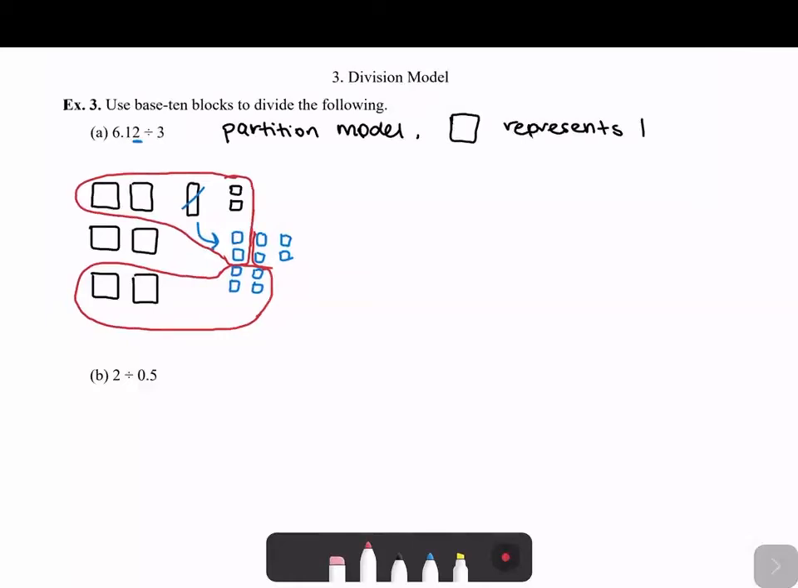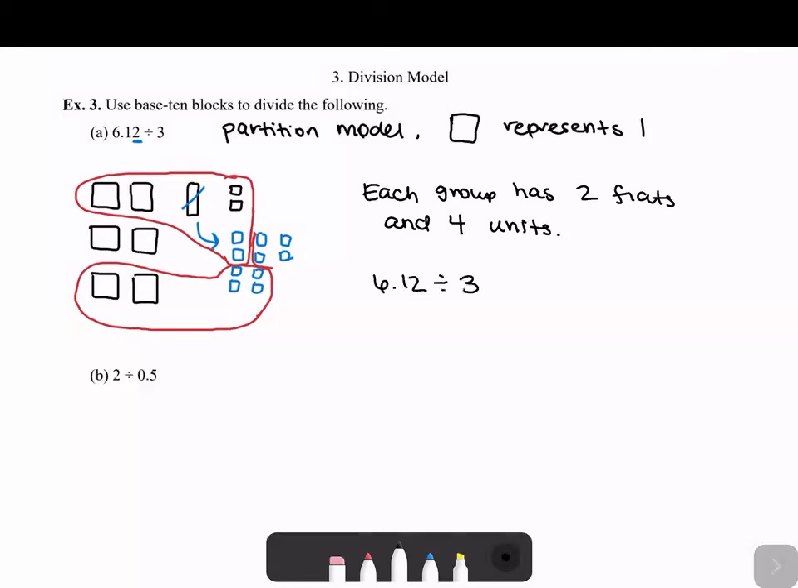Okay, so now we have 3 groups, and each group has 2 flats and 4 units, right? Each group has 2 flats and 4 units. So that tells us that 6.12 divided by 3 is, a flat represents 1, and units represent our hundredths. So this is 2.04, 2 and 4 hundredths. Okay.